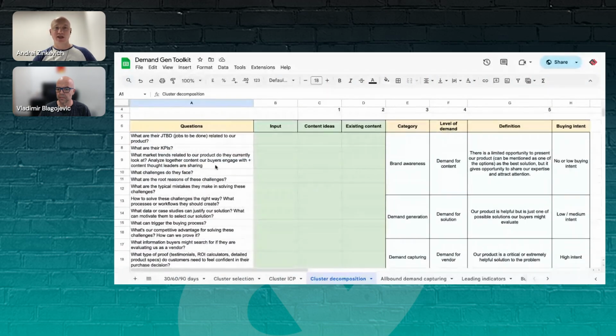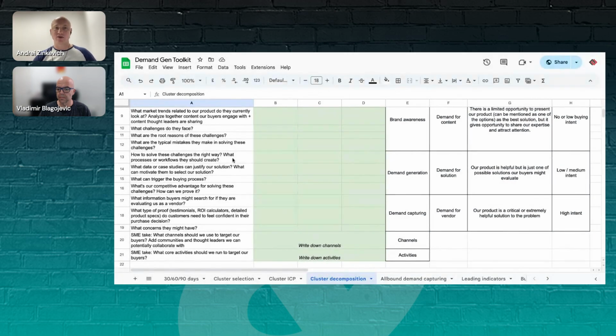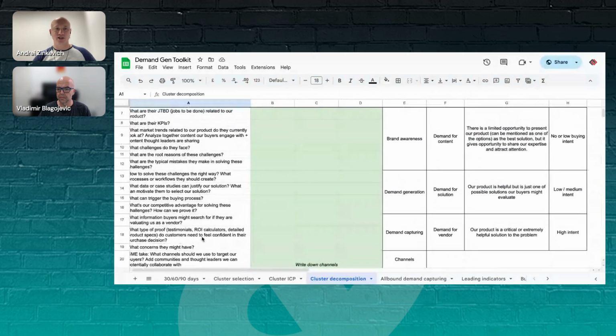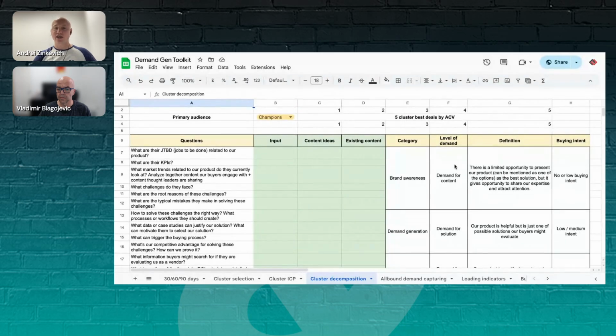What are the jobs to be done of these people? What are their KPIs? What market trends related to our product do they currently look at? What challenges do they face? What are the root reasons of these challenges? And we categorize it. We know that each question addresses one specific stage of the buyer journey, and it's aligned with the level of demand, for example, demand for content, etc.